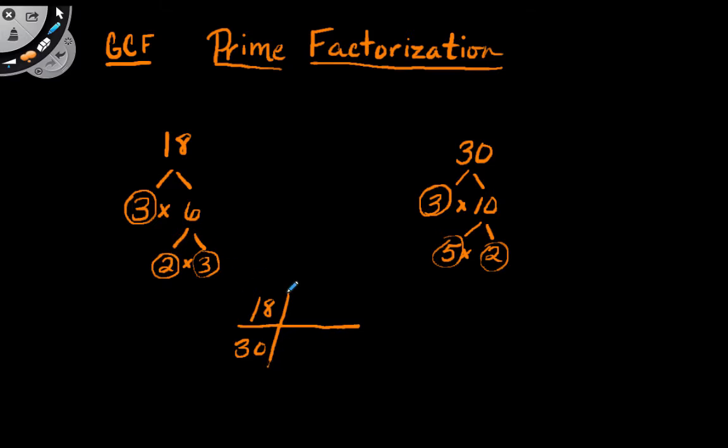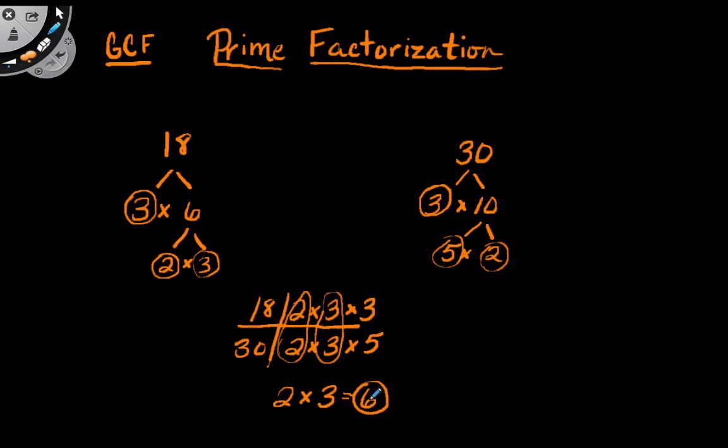The prime factors of 18 are 2 times 3 times 3. And the prime factors of 30 are 2 times 3 times 5. The prime factors that 18 and 30 share are 2 times 3. So what you do is you take the two prime factors that they share, which are 2 and 3, and multiply them together. The product of your common prime factors is 6. That will be your GCF.